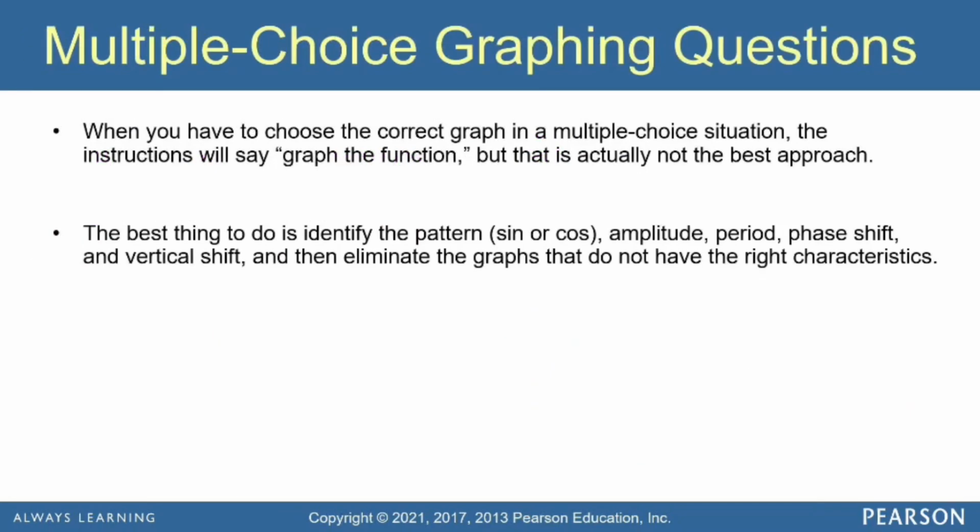Okay, now let's talk about choosing multiple choice answers on graphing questions. When you have to choose the correct graph in a multiple choice situation, the instructions will probably say graph the function, but that's actually not the best approach. The best thing to do instead is to identify the pattern, amplitude, period, phase shift, and vertical shift, and then just eliminate the choices that don't have the right characteristics.